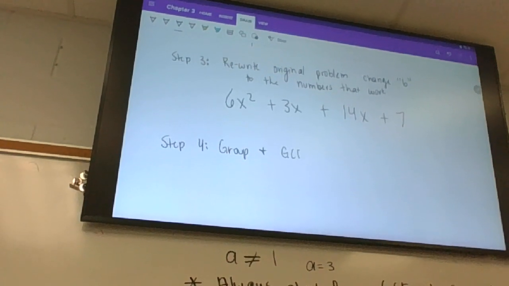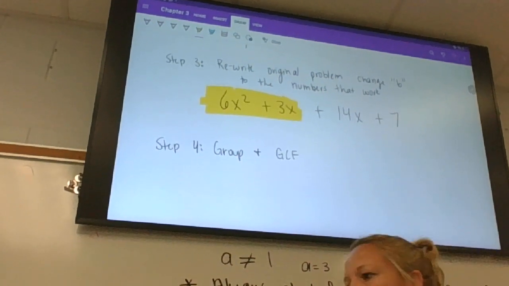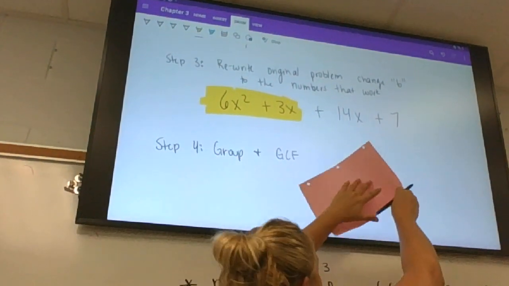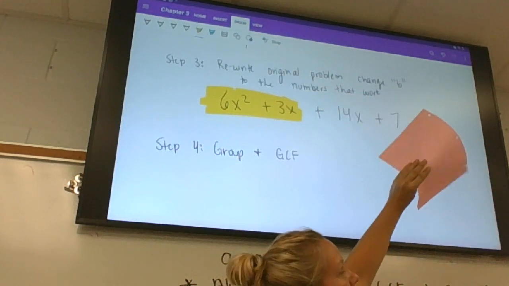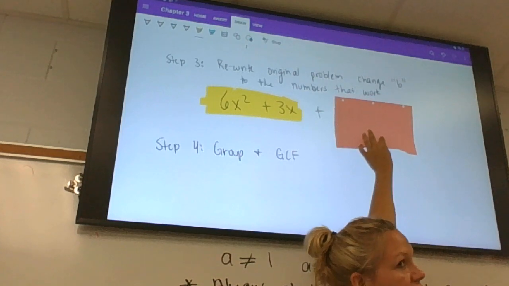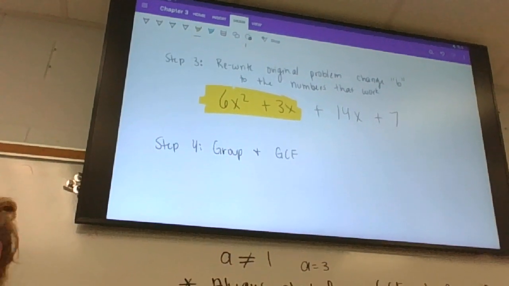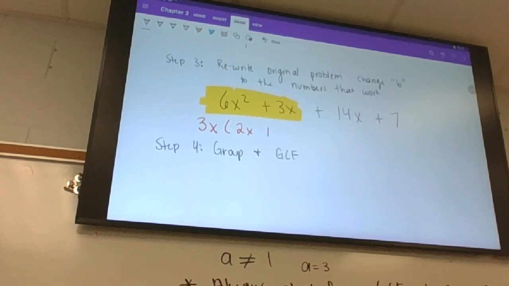You're going to group in GCF. So I'm going to focus just on these first two and take a GCF out. So literally ignore the 14 and the 7. What's the GCF of just those two? Take it out and rewrite it. They both divide by 3. They also both have an x. 6 divided by 3 is 2. 3x divided by 3x is 1.